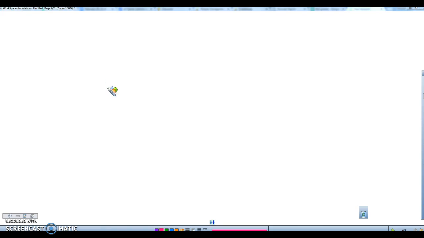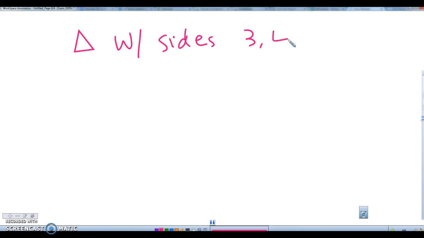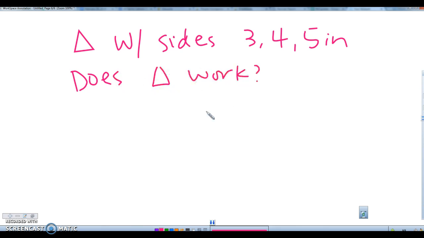On the other hand, what if we say we're looking for a triangle with sides that are 3, 4, and 5 inches? Does this triangle work? Well, again, I'm going to take my biggest side, 5, and that has to be less than the sum of 3 plus 4. 3 plus 4 is 7. 5 is less than 7, so that's good.